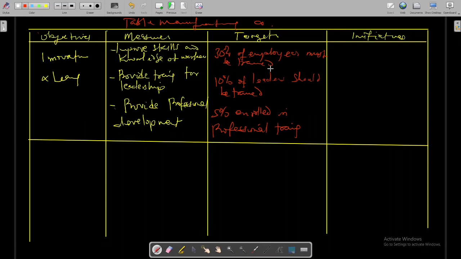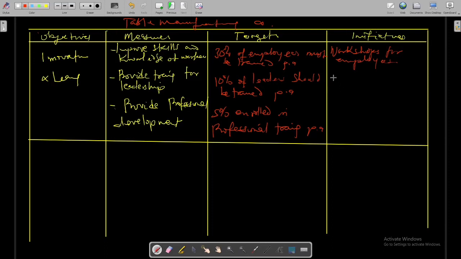Therefore, the company must set targets that it wants to achieve at the end of a period. So let me add per annum, and here per annum. At the end of the period, to see an improvement in the human capital that the company has. So in order to achieve 30% of employees that must undergo training, what initiative can we put in place? We can have workshops for employees.